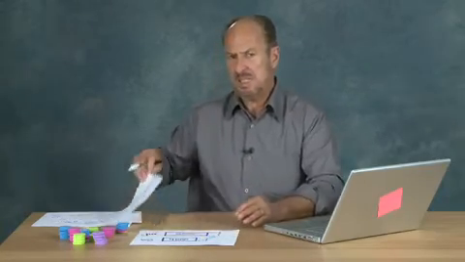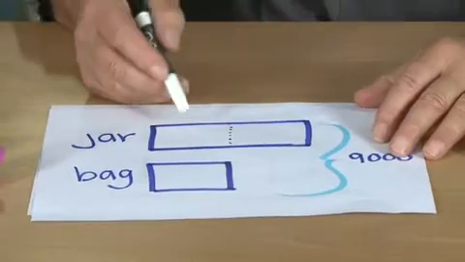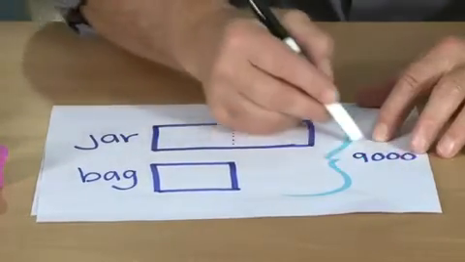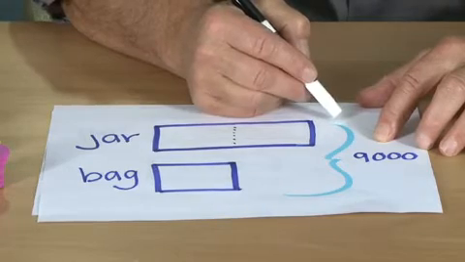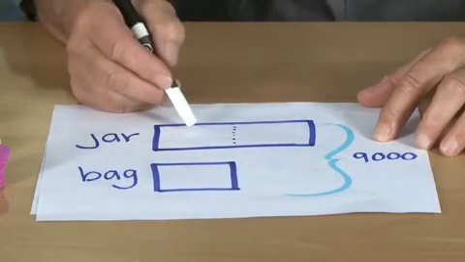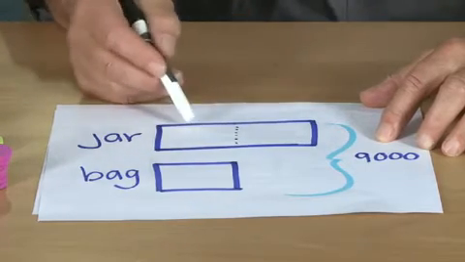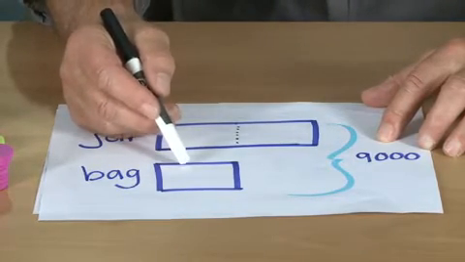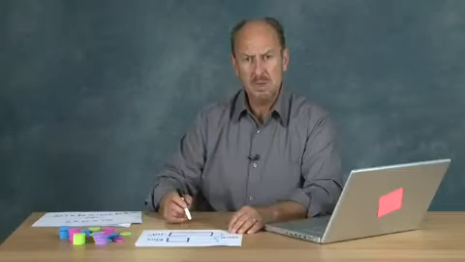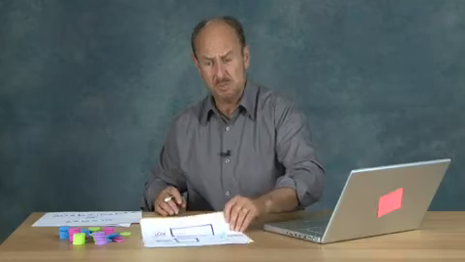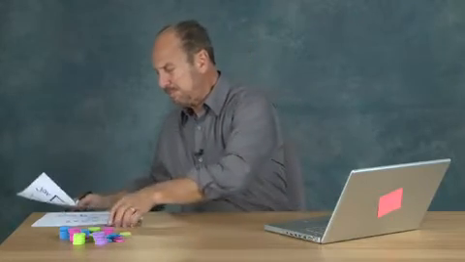9,000. So let's think. There's twice as much in the jar as there is in the bag, right? But she still has 9,000 grams. If each of these is the same, then this one must be 3,000, 3,000, 3,000, 6,000 in the jar, and the answer to the question, 3,000 grams. So can you see how drawing the picture helps the students solve these very complicated problems?